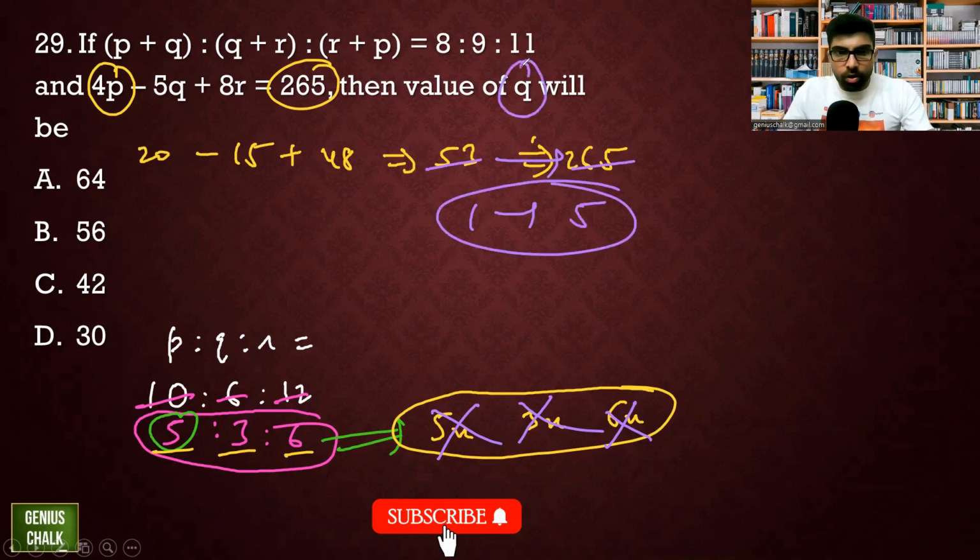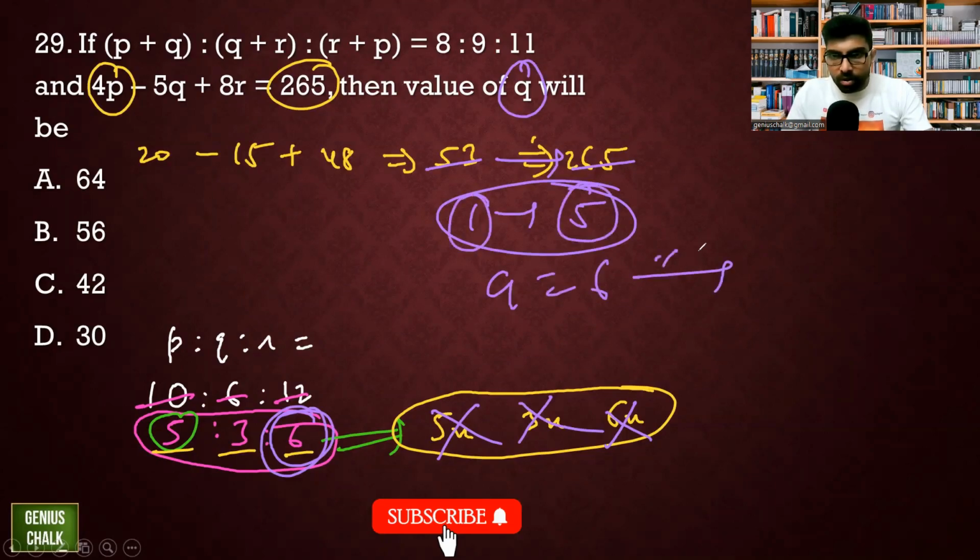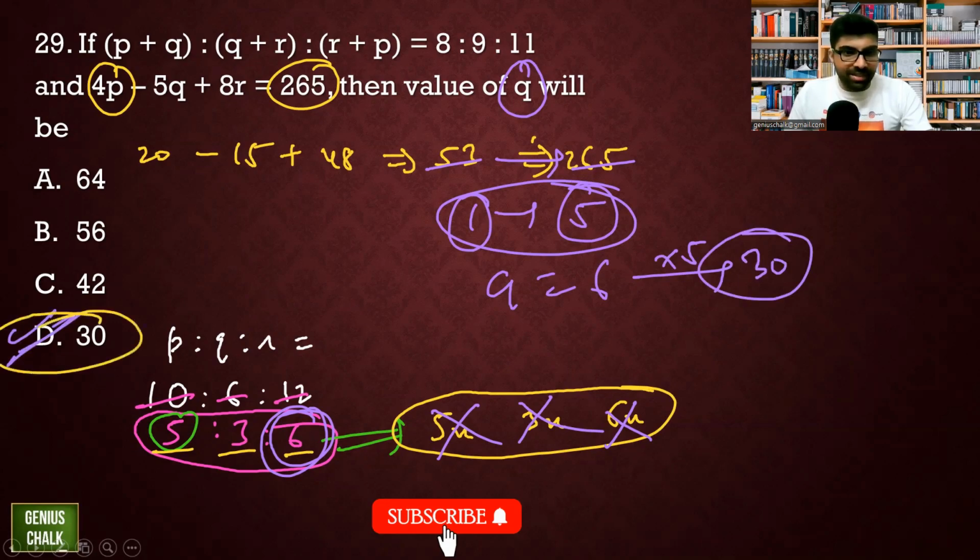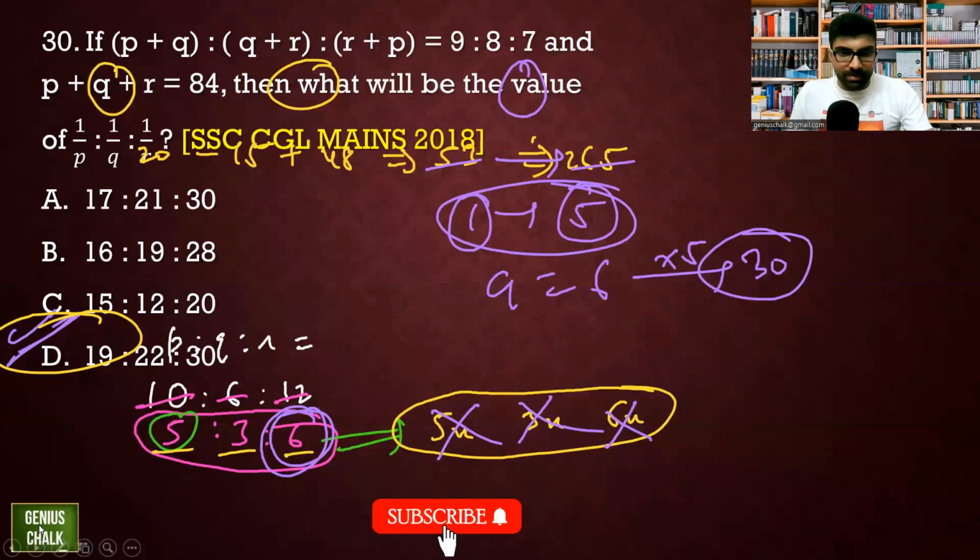Right. Now what is the value of Q? Our Q value was 6 units. So 1 unit is equal to 5 of the question. So 6 units will be equal to 6 into 5. That is option D. That is 30. So 30 has to be my answer of this beautiful question.